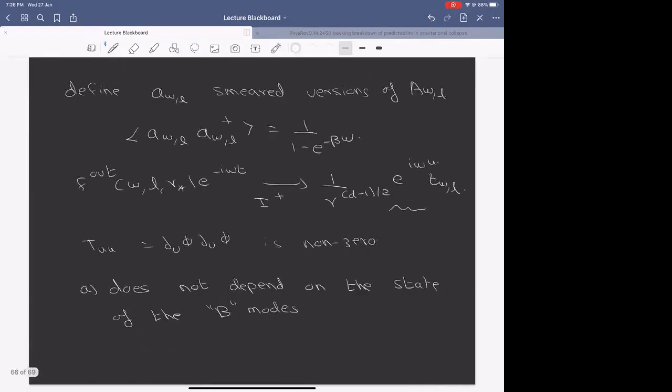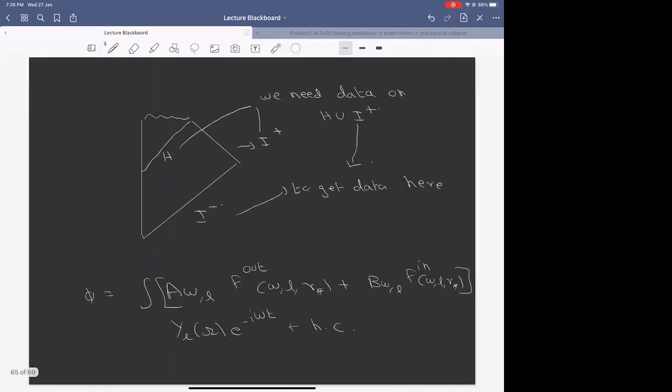Okay. Actually, there's one more question in the chat. He's asking, is it right to say psi is a bunch of Bell pairs of ingoing and outgoing modes?